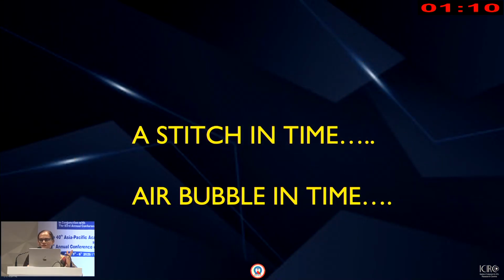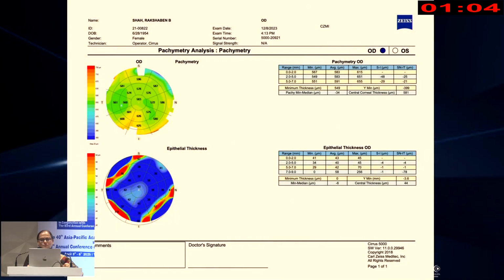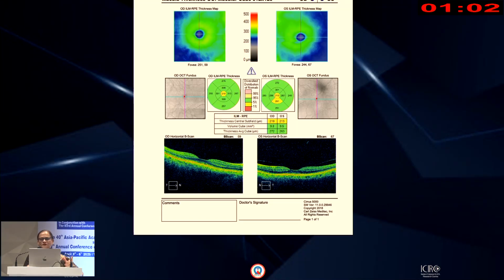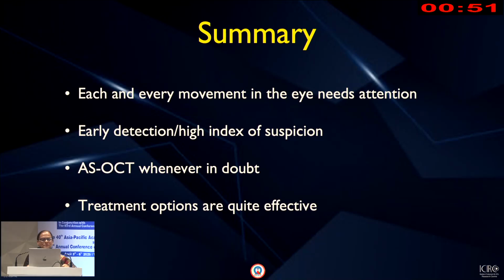So remember, this course is all about a stitch in time, air bubble in time. And of course, we cannot tell you the importance of the posterior segment OCT as well when you follow up these patients. So any interventions that you're doing secondarily, always corroborate with your posterior segment OCT. So each and every movement in the eye needs attention.